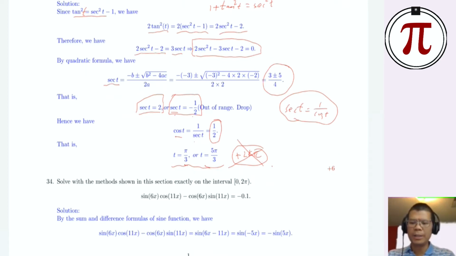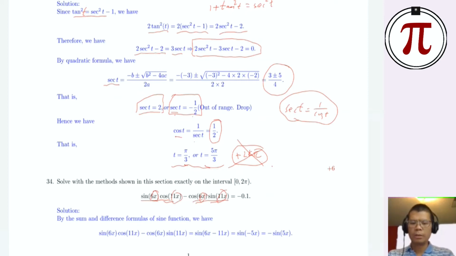Let's consider this one, right? Apparently, as we can see on the left-hand side, it is sine, cosine, minus cosine, sine. So it's the difference between two products. The first product is sine cosine, the second is cosine sine. And the angles are 6x, 6x, 11x, 11x.